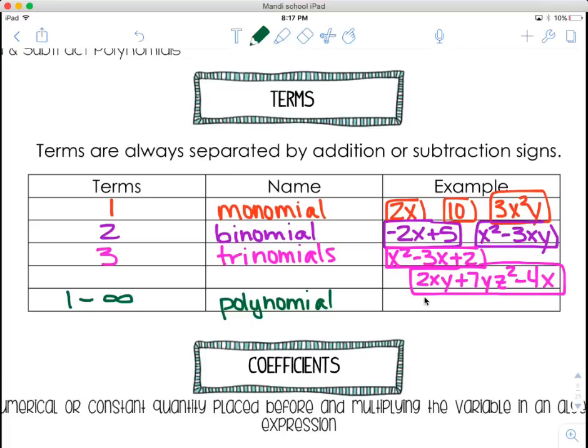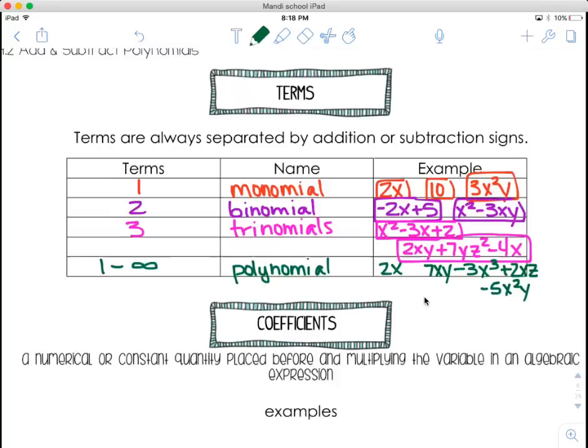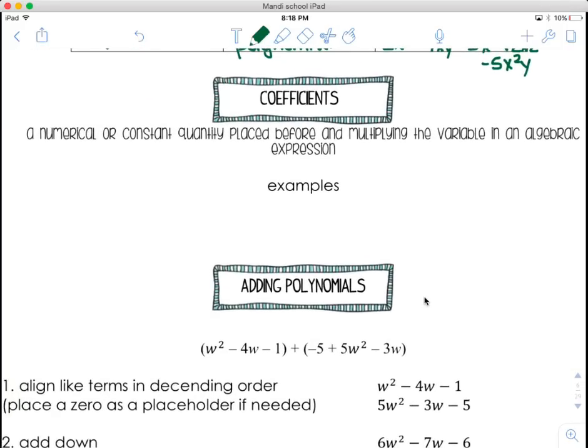So it could just be 2x. 2x is a polynomial. It could be 7xy minus 3x to the third plus 2xz minus 5x squared y. 4 terms, still a polynomial. Okay, so then let's move on into coefficients.